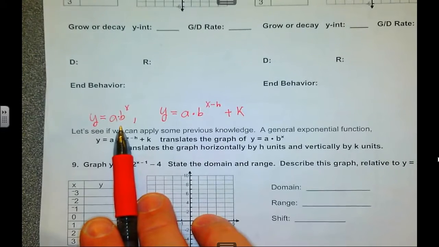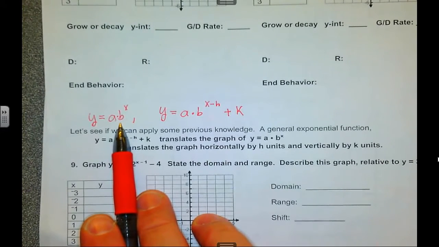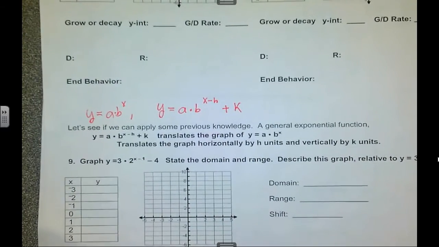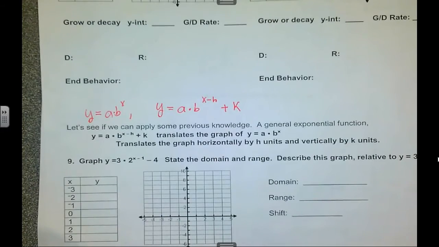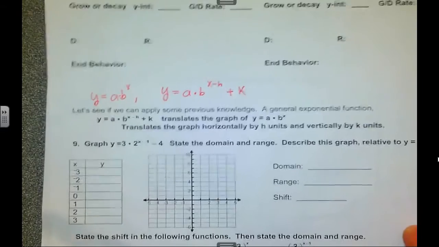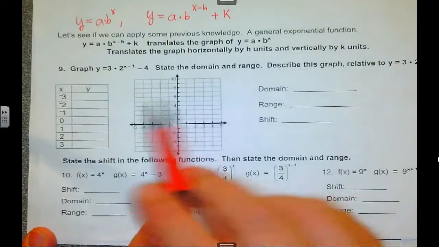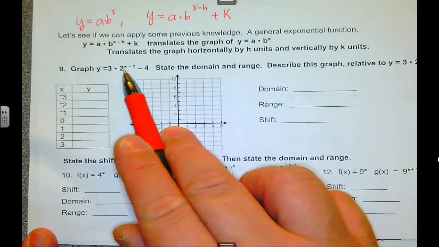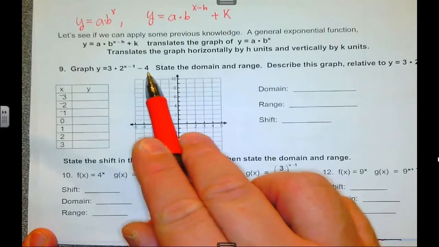It just so happens in Algebra 1, you used 0, 0 for h and k. Now we're going to have different numbers in Algebra 2. For instance, look at number 9. Okay, I have y equals 3 times 2 raised to the x minus 1 minus 4.